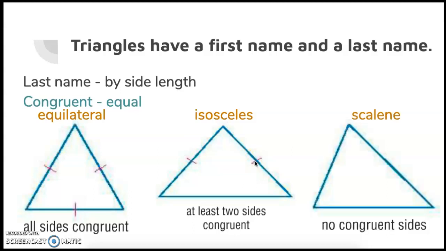And our last one is scalene. Scalene means that none of the sides are equal, there are no congruent sides. We know that because none of them are marked as being the same. So again, equilateral means all three sides are congruent. Isosceles means two sides are congruent. Scalene means that no sides are congruent.